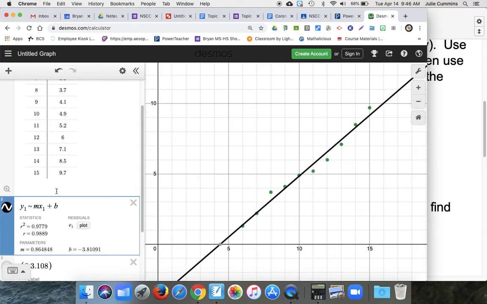We didn't run a test on this, but you can see our R value is 0.9889. That's very high, so this is a very strong linear correlation. And it gives us our parameters. It tells us what our slope and our y-intercept are right here.